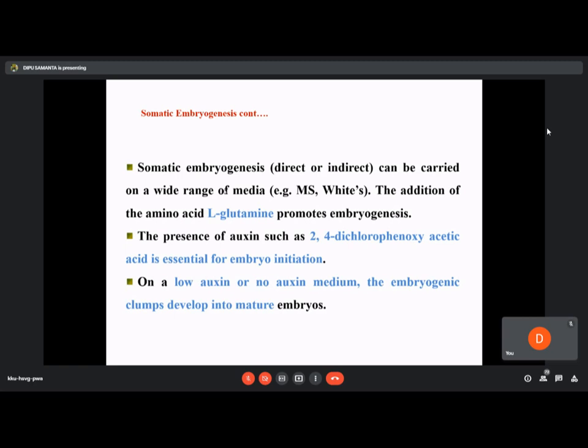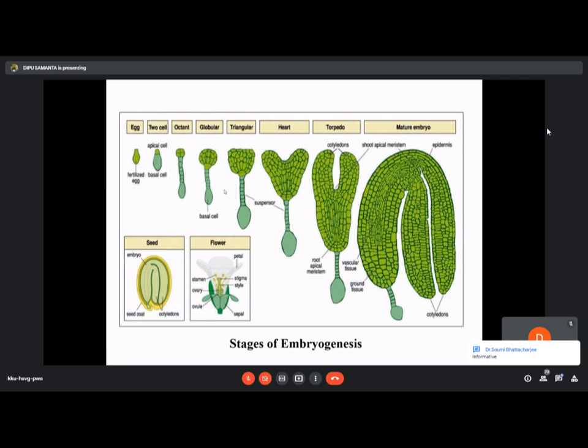So for the induction and maturation of the embryo, withdrawal of auxin or a very low concentration of auxin is required. Now, this is the normal stages of embryogenesis: after fertilization of the egg, the zygote is formed, and after differentiation and division, several changes occur that form an embryo. From the embryo, the plant is formed. This is, in general, our conventional idea.